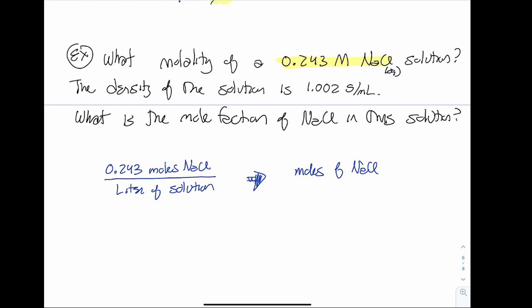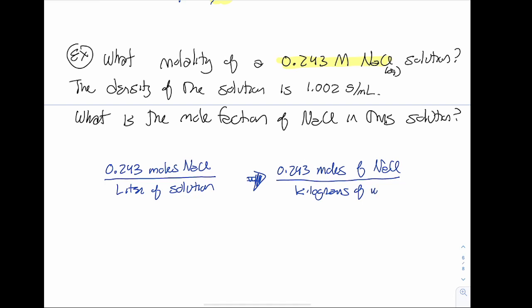Let's actually move this over so we have a little bit of room. I have 0.243 moles of sodium chloride, right? The number of moles haven't changed just because I'm trying to calculate a different unit of concentration. But then I'm trying to get that in terms of kilograms of solvent, which is just water, right? So in my molarity, I have the total on the bottom. It's in terms of volume.